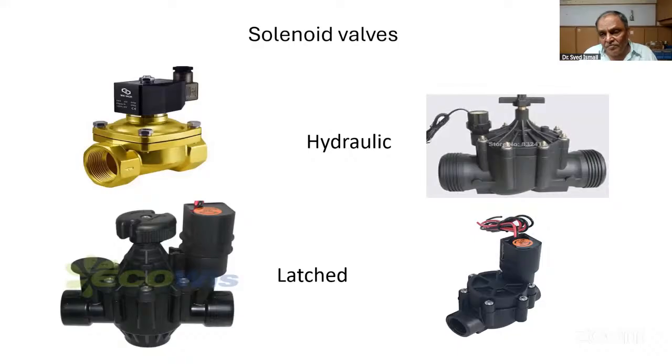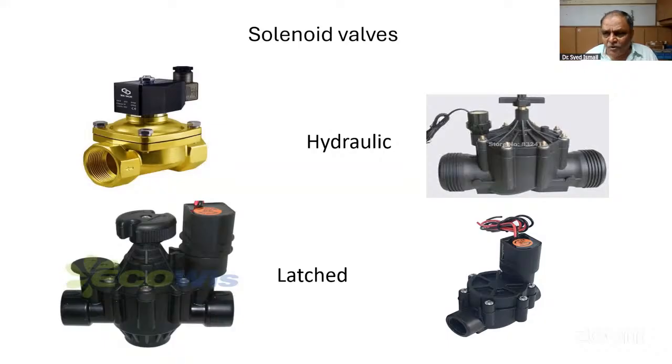Solenoid valves are very heavily used in agriculture. There are different types of solenoid valves. Normal solenoid valves are on the left side, corner, top, and you have the hydraulic solenoid valves used for irrigation. Solenoid valves work so that when you give power, it will cut off, or when you give power on the other side, it will turn on. This is one type of solenoid valve.